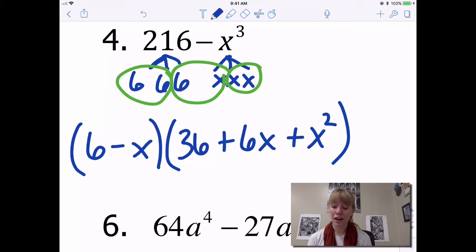Okay, so take a look. 6 minus x times 36 plus 6x plus x squared. Note, same, opposite, always positive refers to this minus. And you can double check and make sure everything else is good.